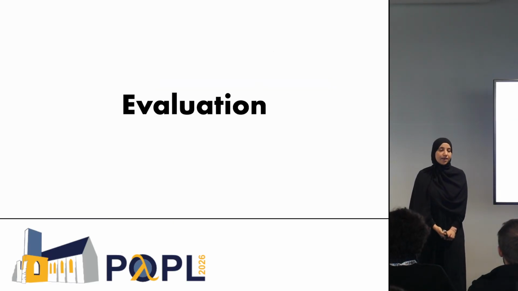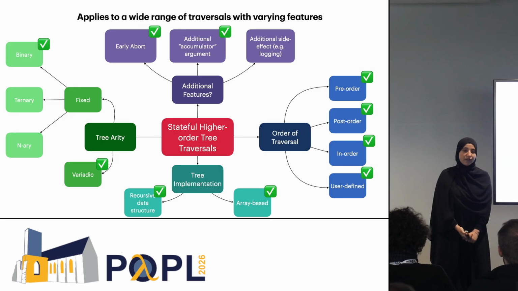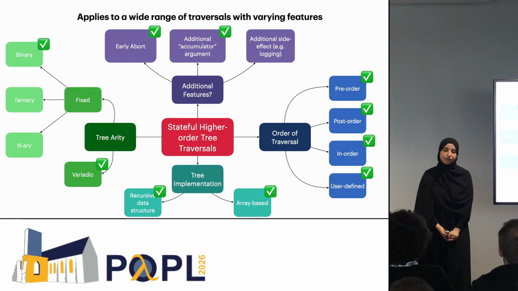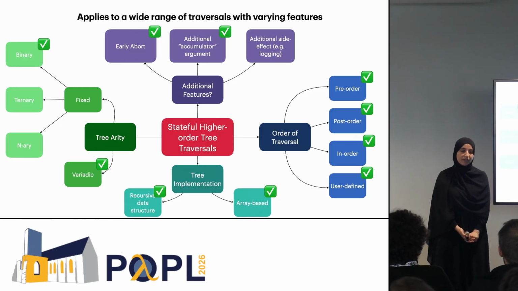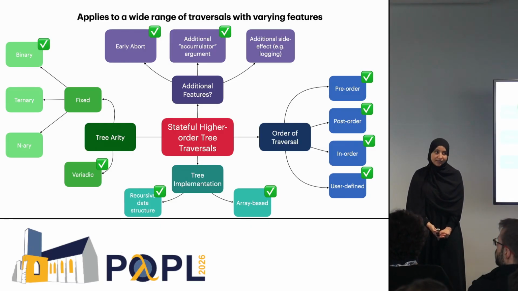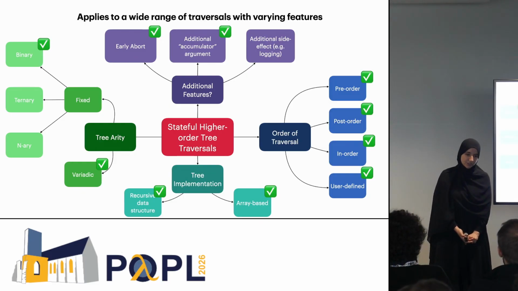To evaluate this recipe, we've applied the recipe inside the refined C program verifier. And we've managed to verify a number of different traversal implementations. So we've tried verifying different orders of traversals. We've tried verifying a traversal over array-based binary trees. We've also verified a traversal over variadic arity trees. And we had a traversal with an early termination.